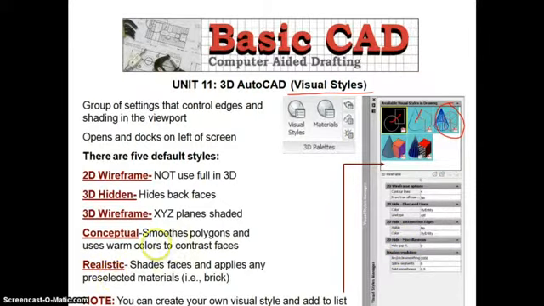Conceptual models, in which the 3D model is covered by surfaces. And the last one is realistic model. As per our application, we can use the required visual style. Also, we can change the style from here. Different options are available here. If we click here, we can set our own visual style.